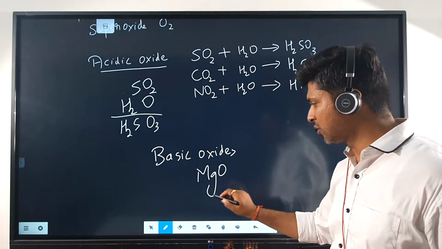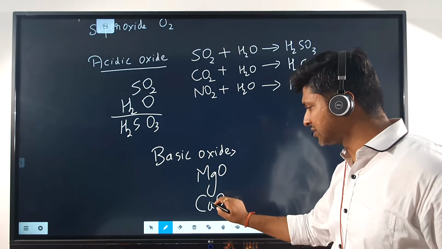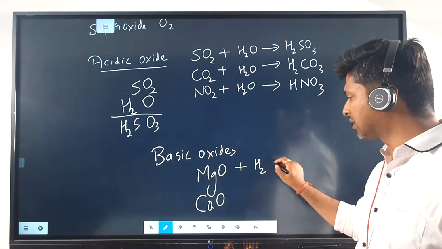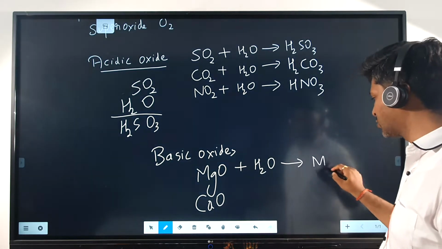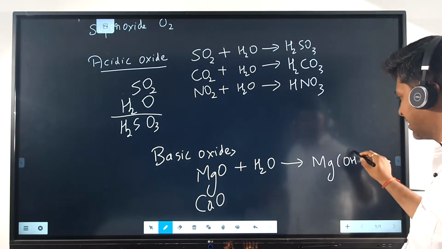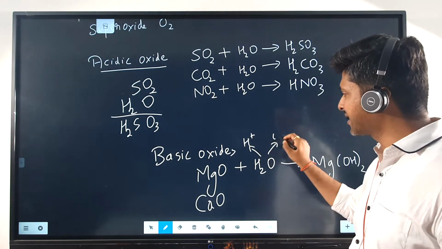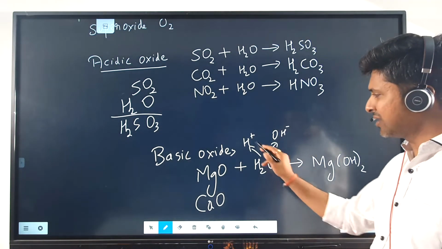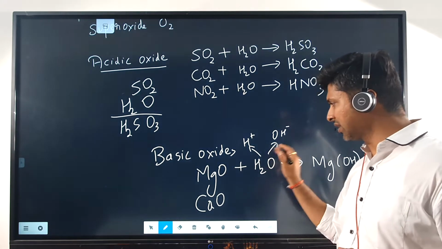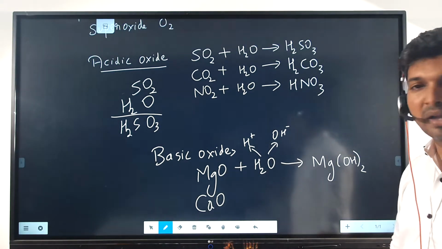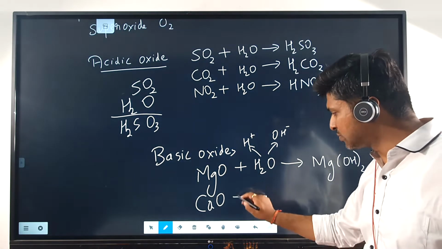MgO is a basic oxide, CaO is a basic oxide. Reason? Because when you combine it with water, it gives you Mg(OH)2, magnesium hydroxide. How? This H2O will split into H plus and OH minus, of course. So this H combines with this oxygen, so it will become OH, another OH gets attached over here, and you get Mg(OH)2. Same goes with CaO.